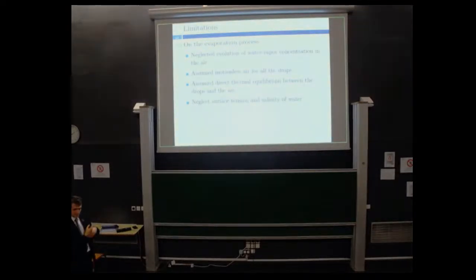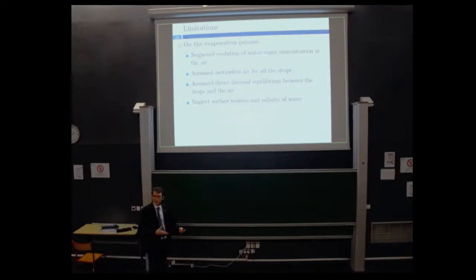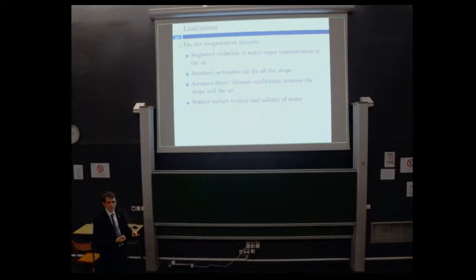Some other limitations concern the evaporation process. We have built a very simple model, but in this model we have completely neglected how the water vapor concentration will evolve above the ocean. We assume that this water vapor concentration stays constant, but if you've been to the ocean, you know that the humidity is very high, close to 1. We also assumed motionless air for all the drops. That might be true in the lab frame for the first ejected droplet. But when you go to the ocean, there is a lot of wind, and these winds may completely change the behavior of the droplets in the air.